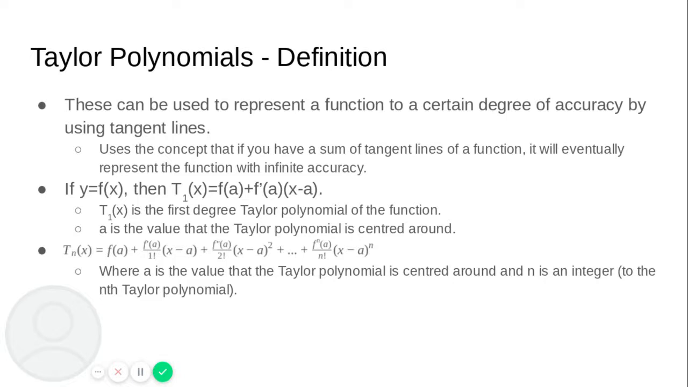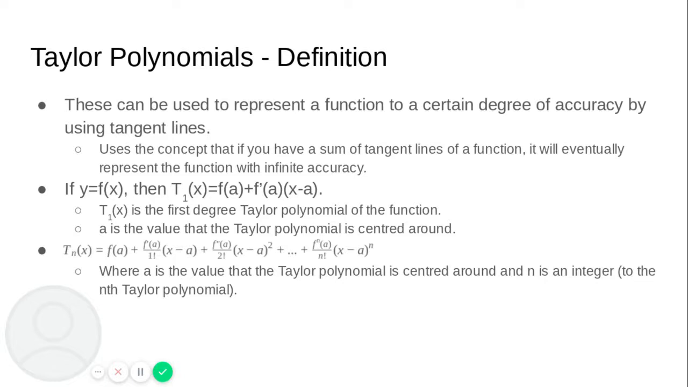Again, in that notation, T sub 1 of x is the first degree Taylor polynomial, and a is the value that the Taylor polynomial is centered around. So on a graph, that would be basically the x value that you're basing all of your tangent lines around.